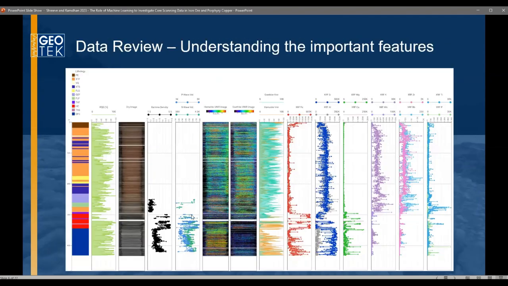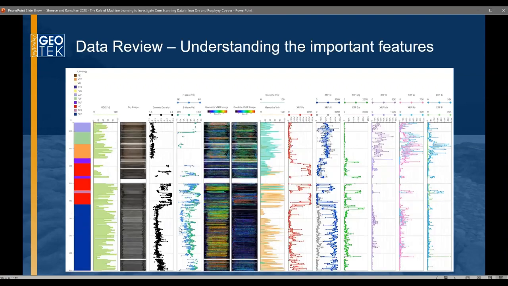We start by looking at some core logs, and we want to try and understand what are the important data attributes that we see. So on the left-hand side of this plot is lithology. This is from the Vale geologists' observations. We've got RQD, dry image, some petrophysical properties, some hyperspectral and mineralogy data and chemistry, all on one plot presented as waterfall plots. First thing, we're going to have a look at this bottom section here where we get a bit more variation.